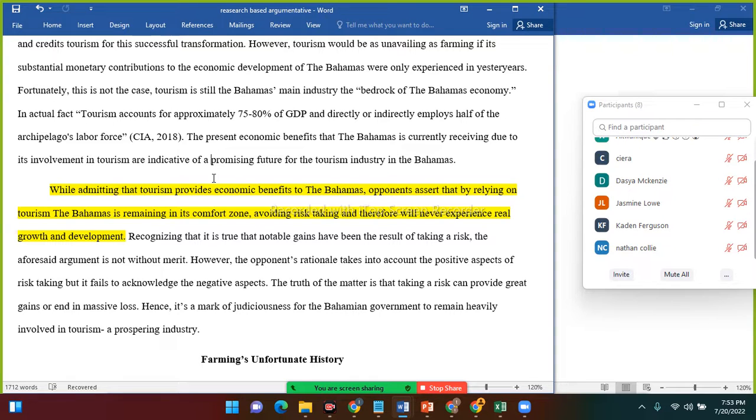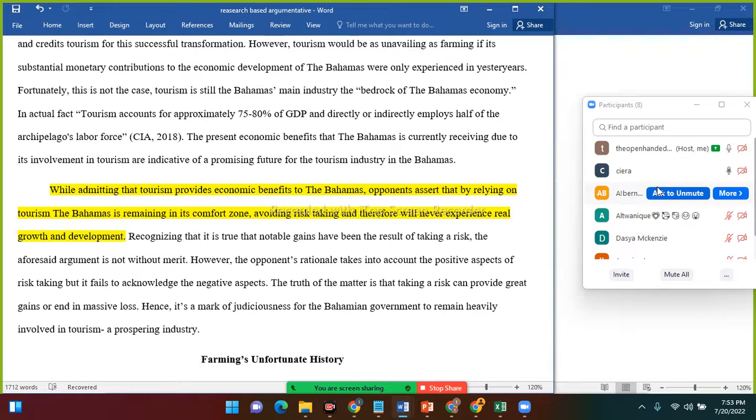Can you repeat what you said, please? Can someone explain that sentence? The sentence in yellow. It's saying that the Bahamas doesn't want to do nothing else on its own. It just wants to rely on tourism. So they don't want to find different means of making money. They just want to rely on tourism since it's the number one industry of the Bahamas.